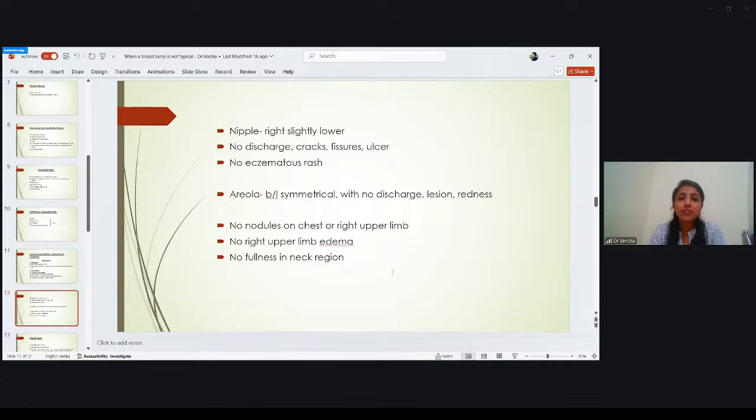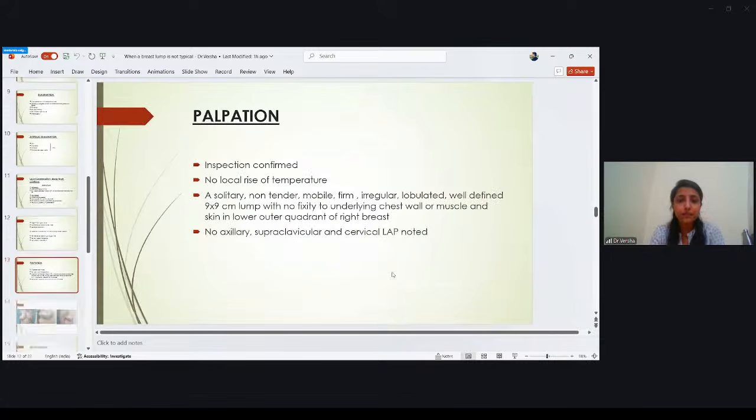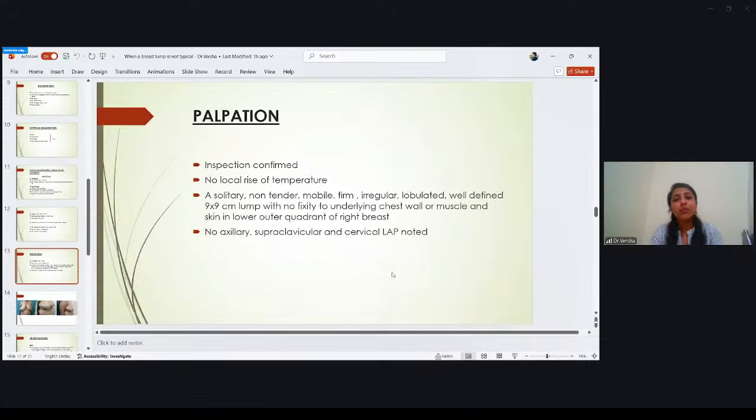Bilateral areola were symmetrical with no discharge or lesion or redness over the nipple, areola. There were no nodules on chest or right upper limb, no right upper limb edema, or no fullness in the neck region. On palpation, all inspectory findings were confirmed. There was no local rise of temperature.